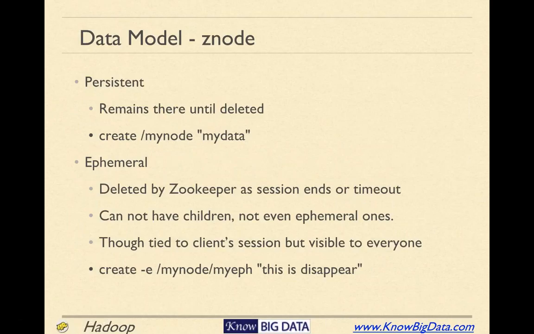Inside the data model, which is a tree structure, there are different kinds of things. Each node is also known as a Znode, as in zookeeper node, and this node can be of different types. The first and the default one is the persistent type, meaning it will remain there unless you manually delete the node. These are the classic Znodes. You can use a command like create slash my node and my data.